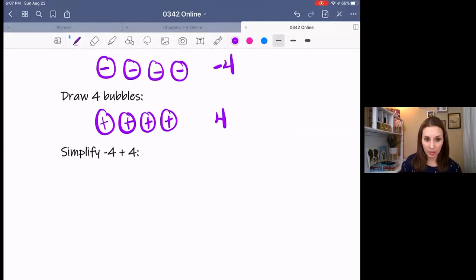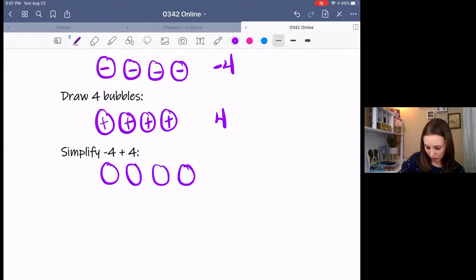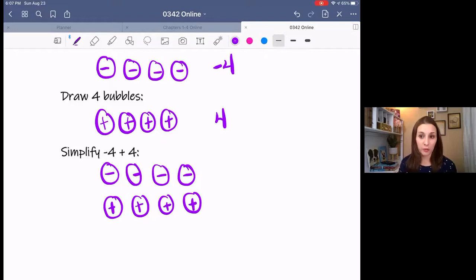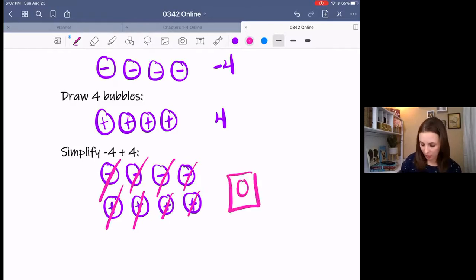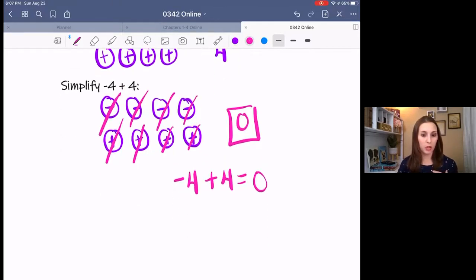And then if we simplify the expression, -4 plus 4, I'll put my signs in here, and I use the definition of inverses, then these pop, these pop, these pop, these pop. How many bubbles am I left with? 0. So -4 plus 4 is 0, which makes sense because -4 and +4 are additive inverses, and the sum of additive inverses is 0, which is the additive identity.